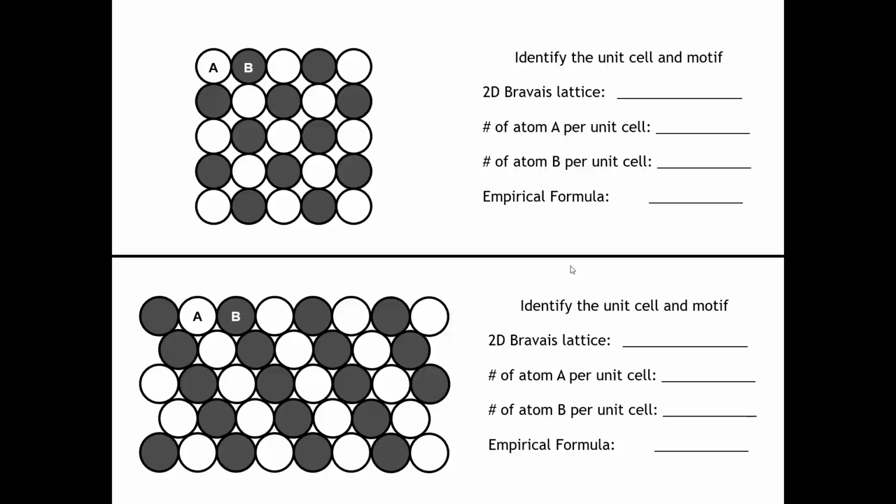Then while you're at it, since you've got the unit cell, you can figure out the empirical formula by adding up the contents of what's inside the unit cell. So let's pause the video, put you into groups, and I want you to solve this problem, and then we're going to talk about it.